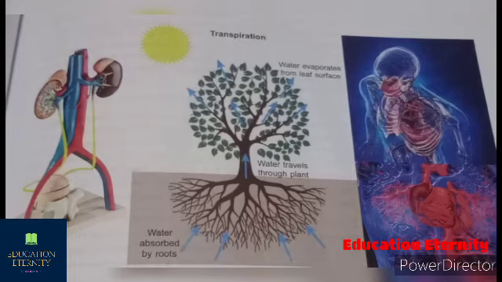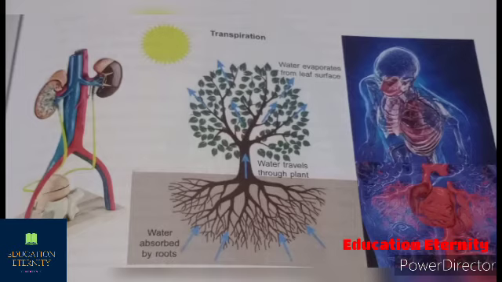Now, transportation in plants. There are two tissues, namely the xylem and the phloem, for the process of transportation in plants. These are composed of long tube-like structures. Xylem is responsible for the transport of water, whereas phloem is responsible for the transport of food. Remember, xylem transports water, while phloem transports food.